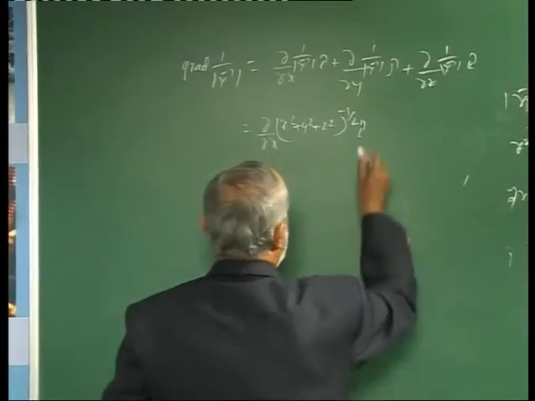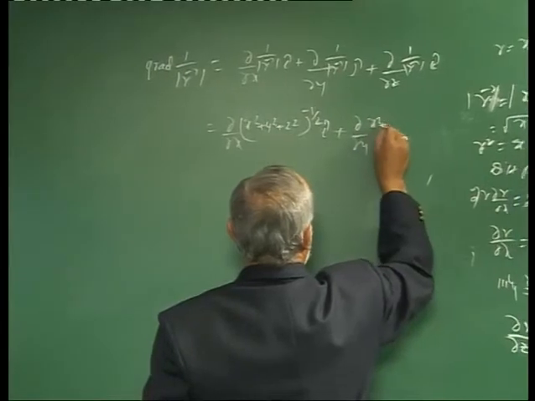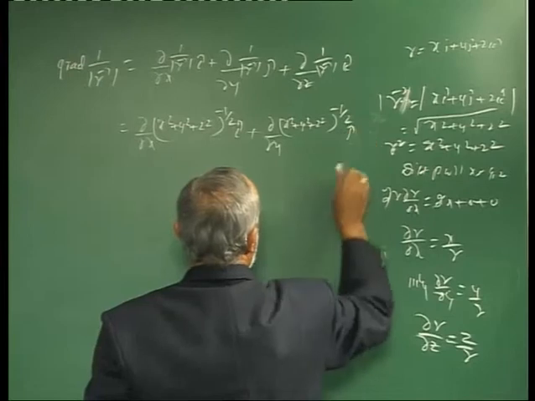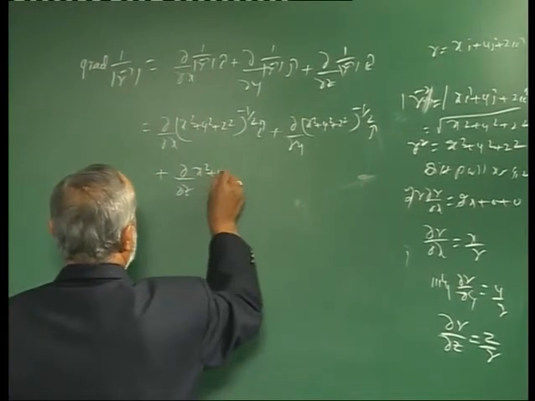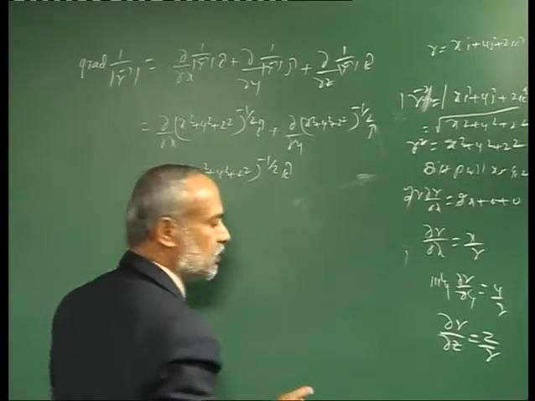Similarly, you can write plus dou by dou y of 1 by modulus of r vector, means x square plus y square plus z square whole to the power of minus half, into j vector. Next, plus dou by dou z of x square plus y square plus z square whole to the power of minus half, into k vector.